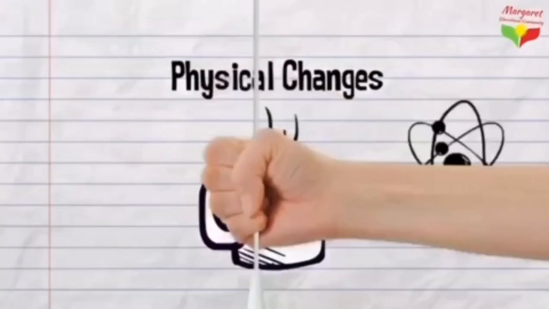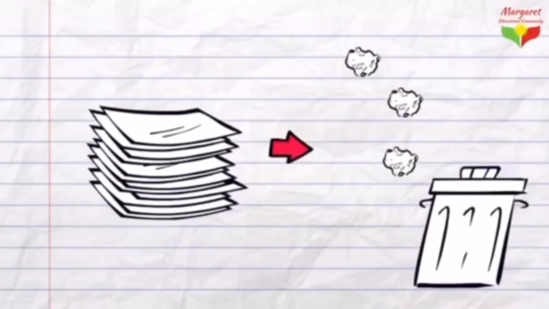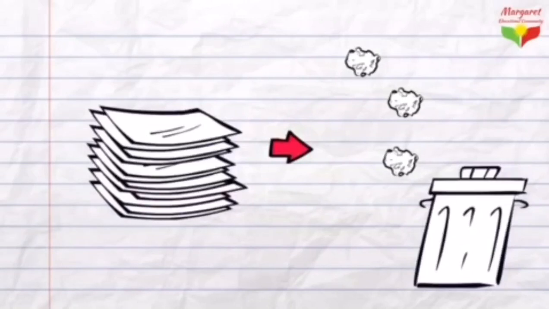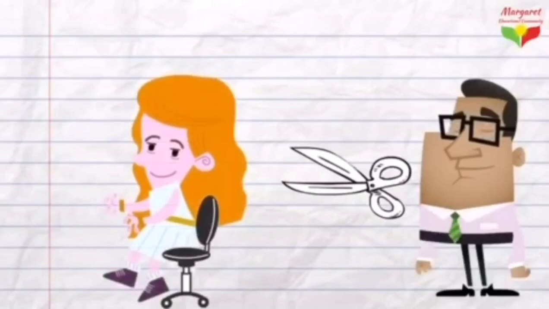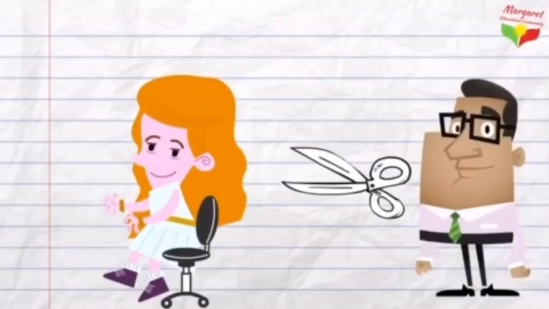For example, take this stack of paper and cut it up into smaller pieces. That is a physical change. It still has the same properties as the original paper. It's still paper. Cutting someone's hair is a physical change because you are changing the appearance, right? And the hair has the same properties as the original hair.